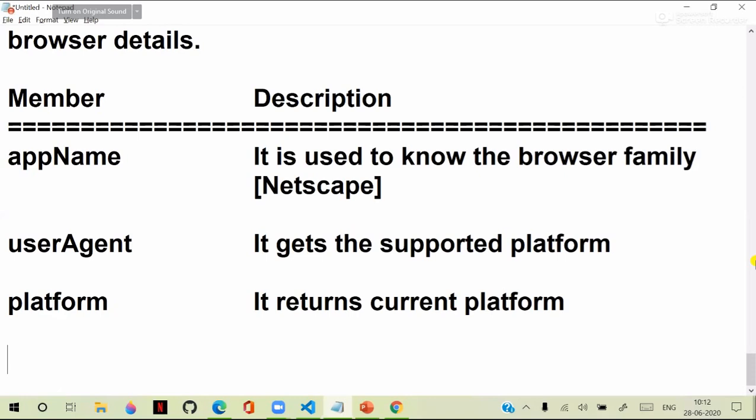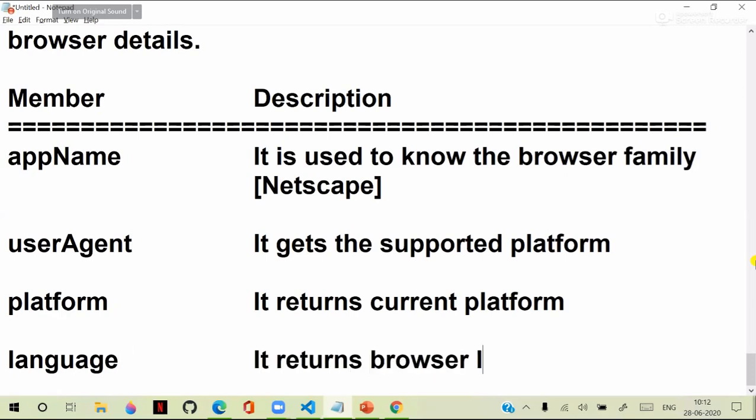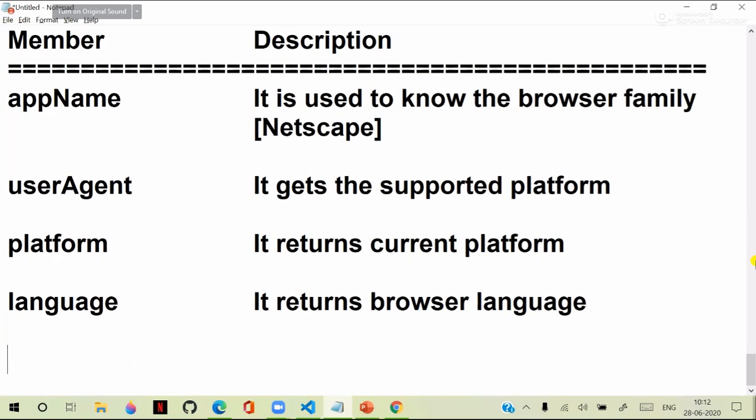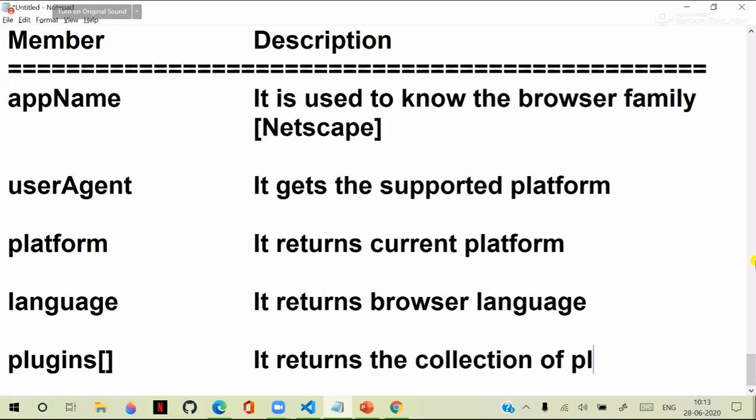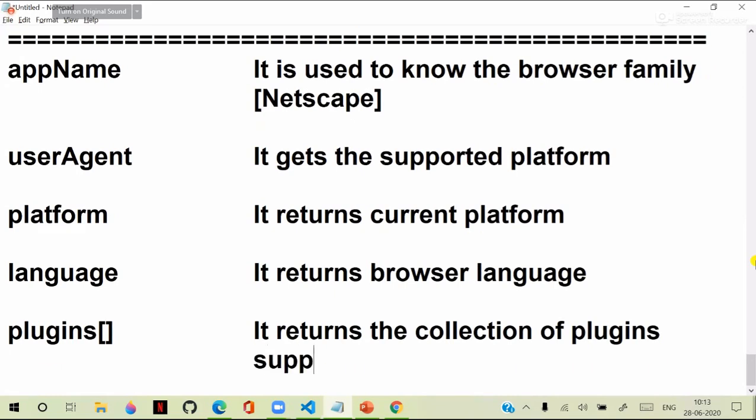Similarly, important here is, so we can get name, user agent, platform, we can get language. It returns browser language. We can get here plugins. Plugins is an array. That means it returns the collection of plugins supported on your browser.